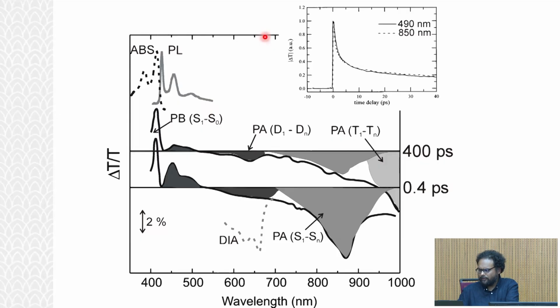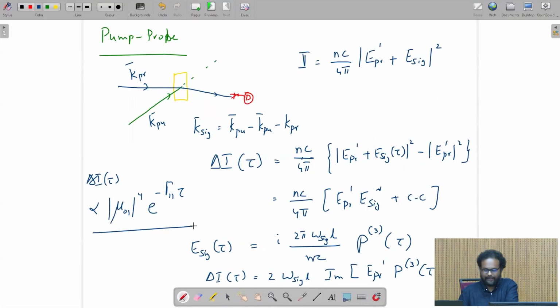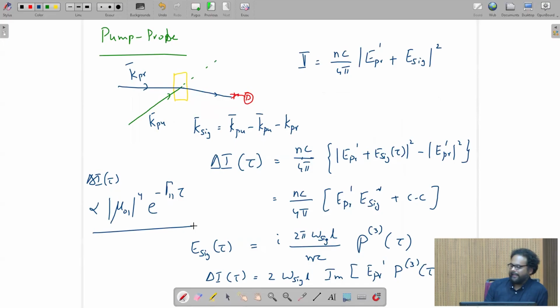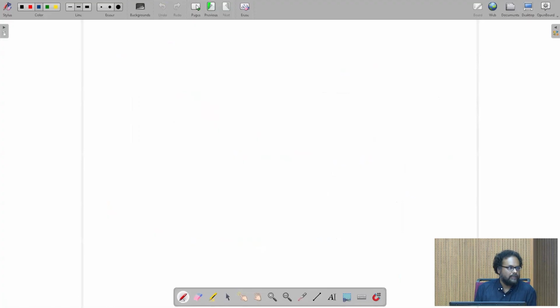Okay, one last thing that we can do now. We have seen ground state bleach and photoinduced absorption. Can we write double-sided Feynman diagrams for this? That's an exercise. Let's do that. Double-sided Feynman diagrams for ground state bleach.